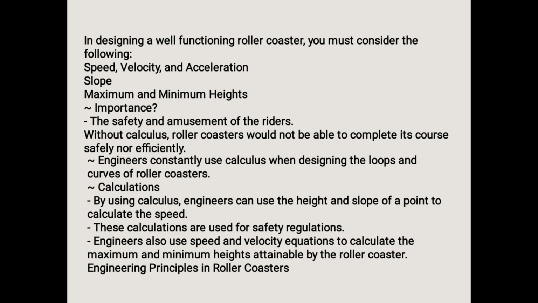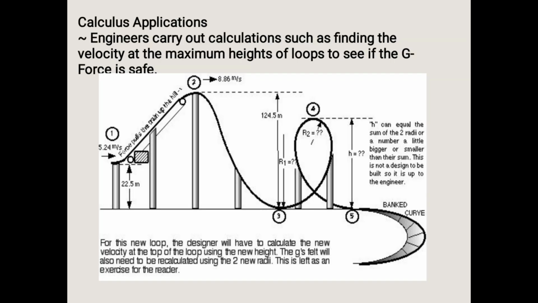So the calculation parts: by using calculus, engineers can use the height and slope of a point to calculate the speed. These calculations are used for safety regulations. Engineers have also used speed and velocity equations to calculate the maximum and minimum heights attainable by a roller coaster. Engineers carry out calculations such as finding the velocity at the maximum heights of loops to see if its gravitational force is safe or not.